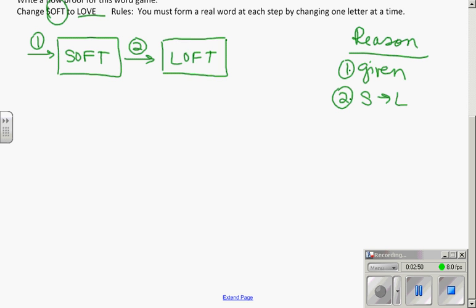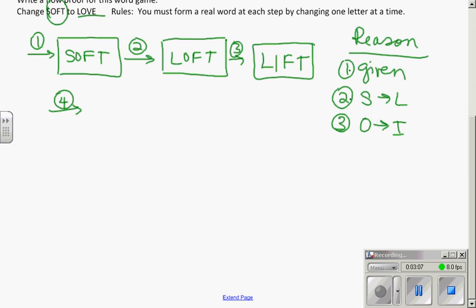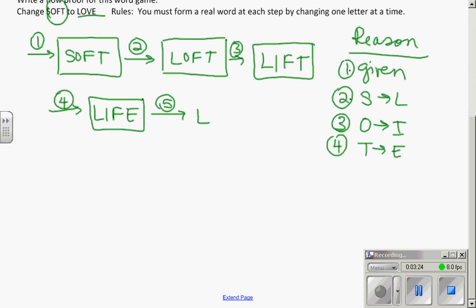The reason that I can do that: first step is given, that is my given word. My second step is I change the S to an L. My third step, I think I'm going to change it to lift, and I did that by changing my O to an I. My fourth step, remember I'm trying to get to love, is I'm going to change my T to an E and make life. And then in my fifth step, I am going to change life to live. Oops, F changes into a V.